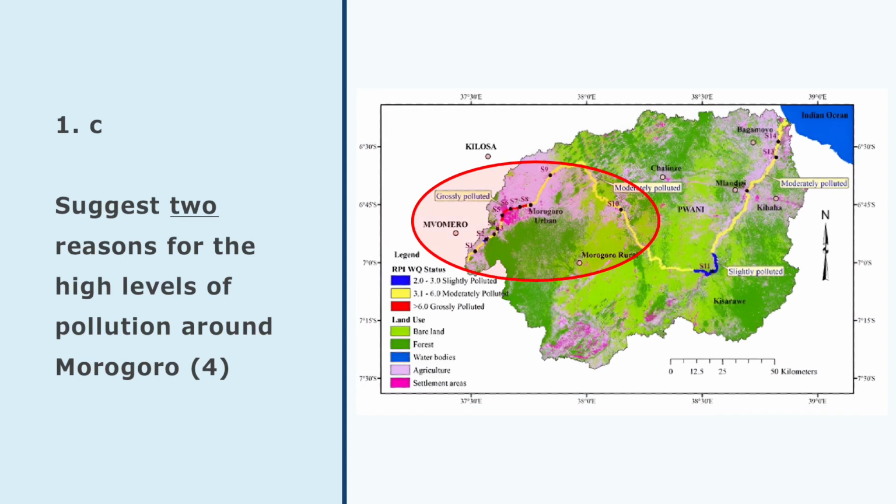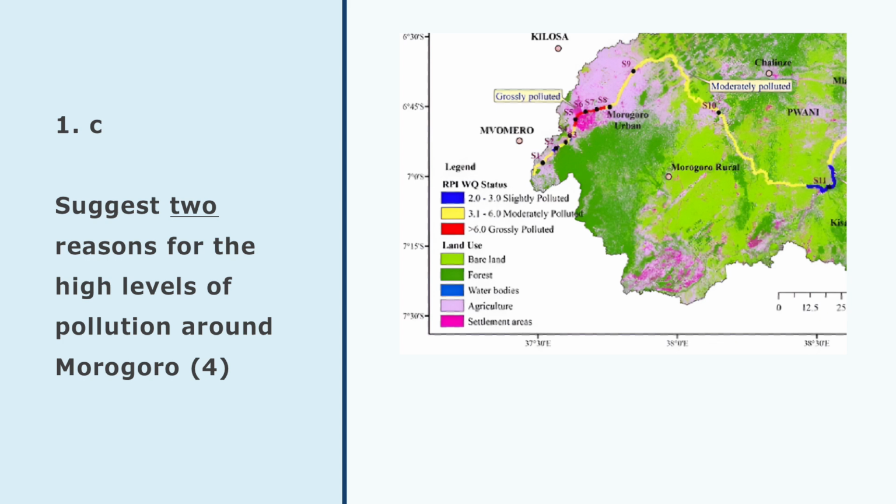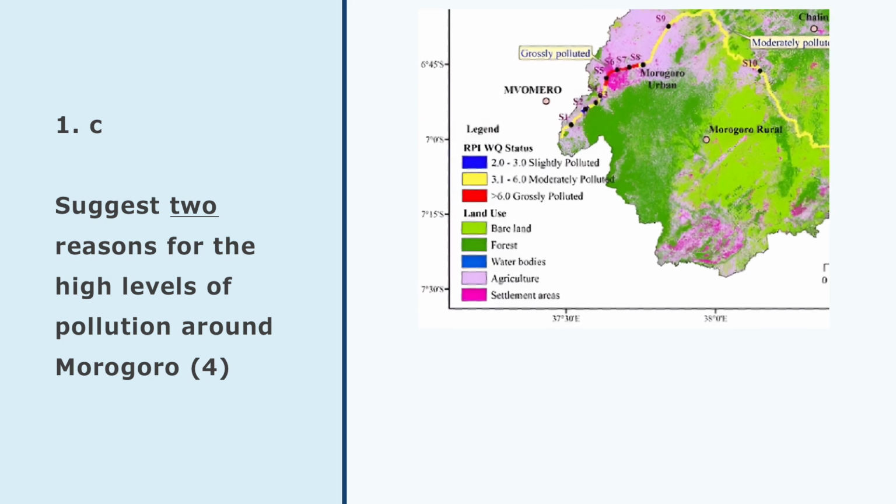Suggest 2 reasons for the high levels of pollution around Morogoro. When we're looking at this type of question, let's just zoom in to get a better look. We want to make some suggestions that are based on what we can actually see on the map, so that it has some kind of grounding and some evidence or some reality. So what can we actually see about this area around Morogoro?